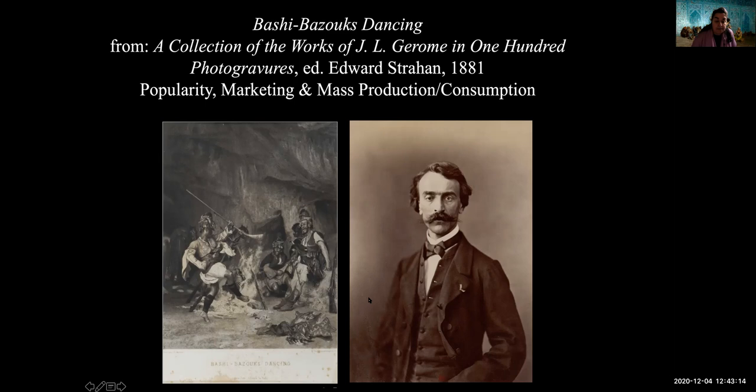who are titled Bashi Bazooks, dancing. Again, this is a reference to people within the Ottoman Empire. The editor of the book described and defined the Bashi Bazooks as lawless bands of people who were recruited into the Ottoman army as irregulars. So they weren't really recruited, but they were irregulars of the Ottoman army who fought on the borders and who were known for being very ferocious.